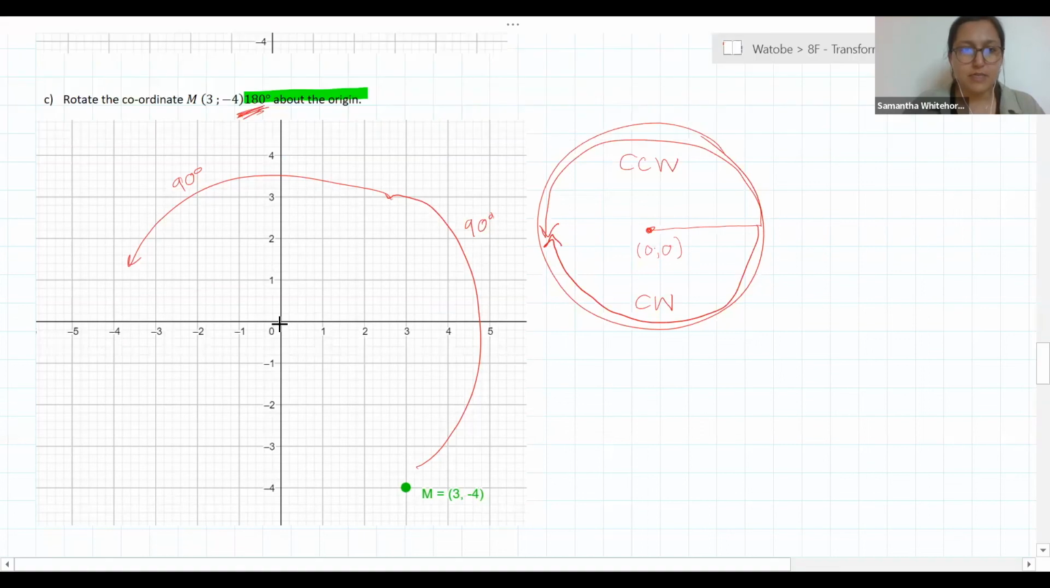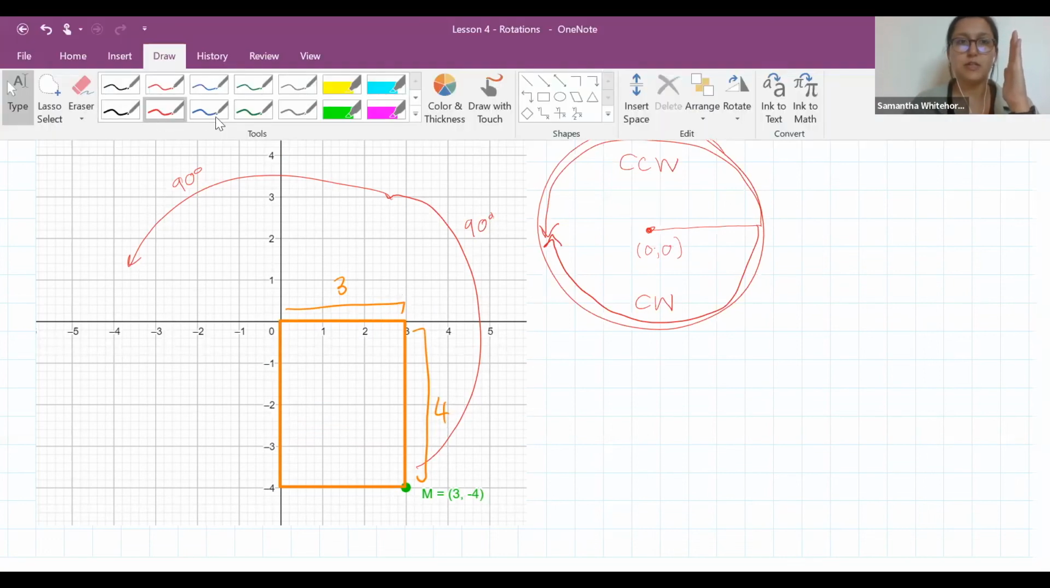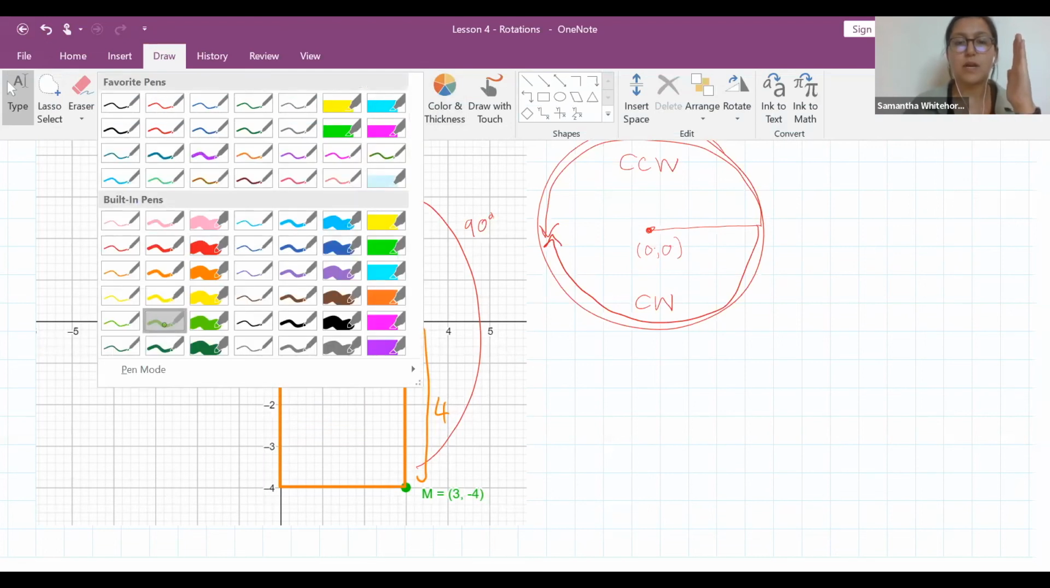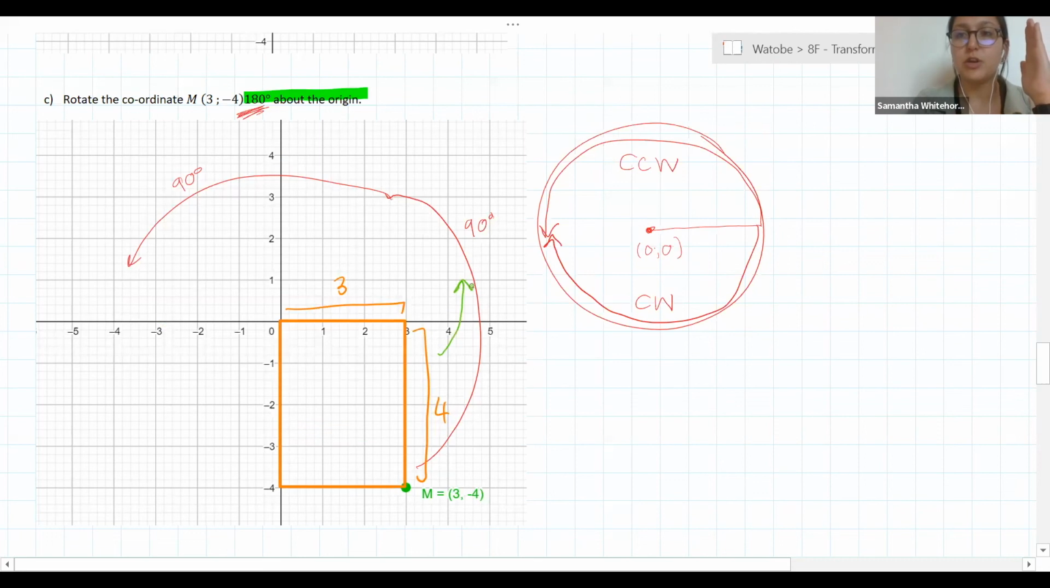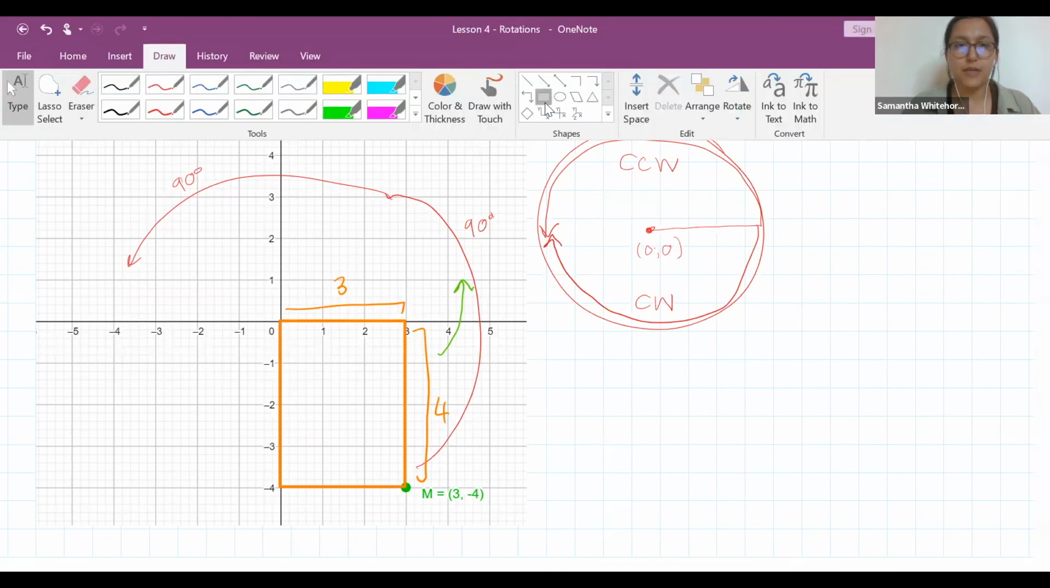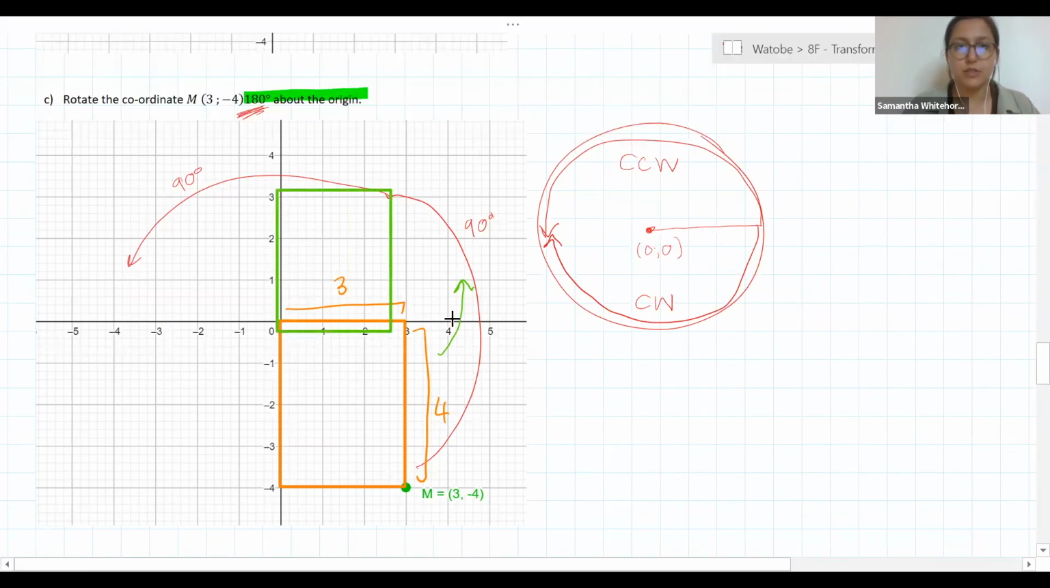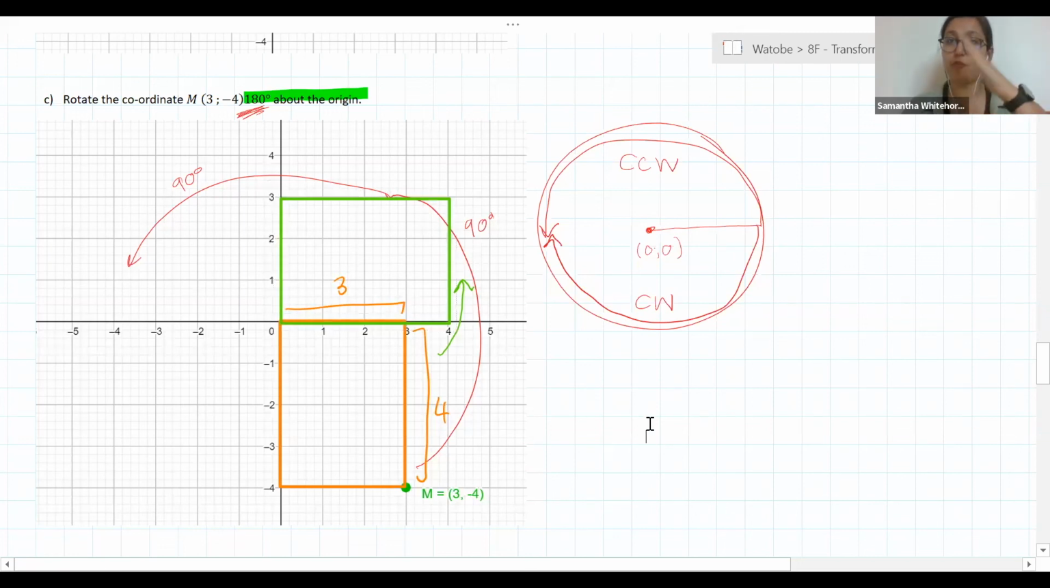If I think about my rectangle and draw it in, there's my rectangle, obviously not perfect. This rectangle is 3 units wide and 4 units long, so currently it's sitting upright. When I move it the first 90 degrees, I'm going up into the quadrant above it, and it's going to lie on its side. So when I draw this rectangle, it must be 4 units long and 3 units wide. Okay, I'm doing my best to draw some beautiful rectangles. There's my first 90 degrees.